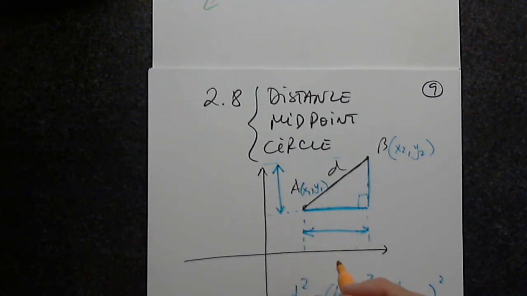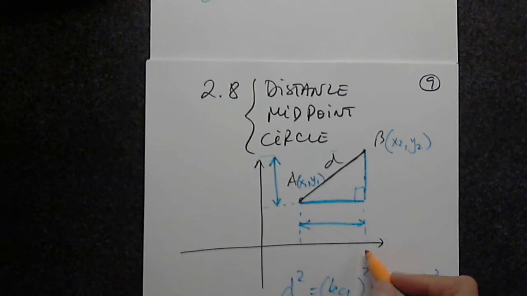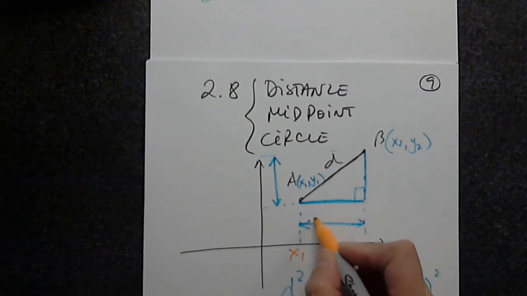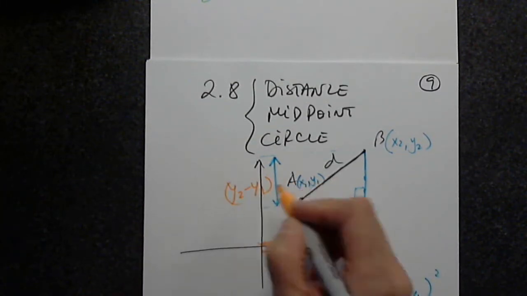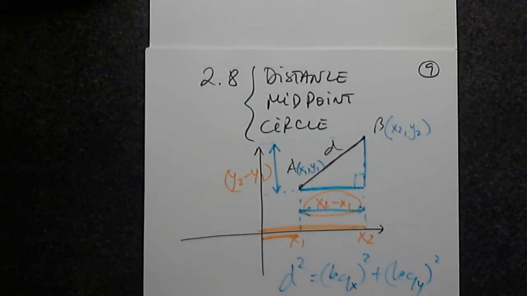Not the slopes, we're not talking about the slopes. So this is indeed x2 and x1, and this must be x2 minus x1 for sure. The difference must be the measure of the leg. So now what about the y on the y-axis? Right, of course, y2 minus y1. So now I have d squared equals x2 minus x1 squared plus y2 minus y1 squared.